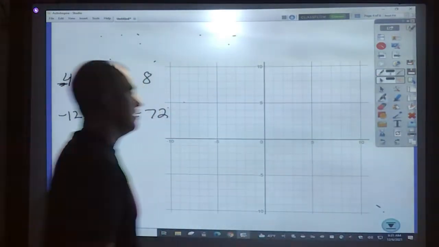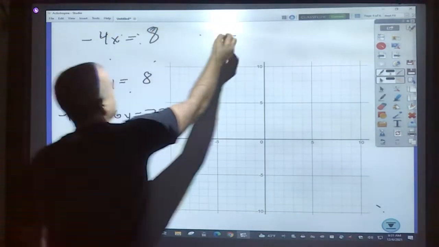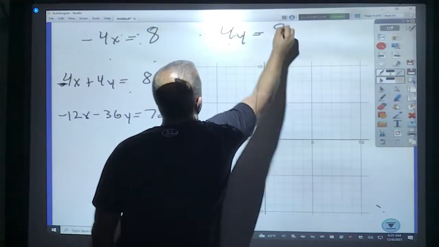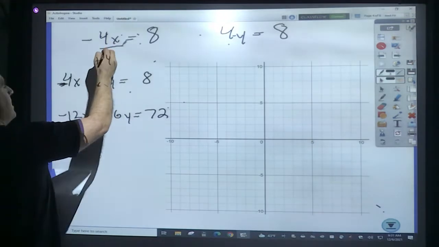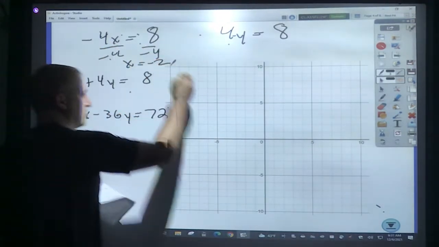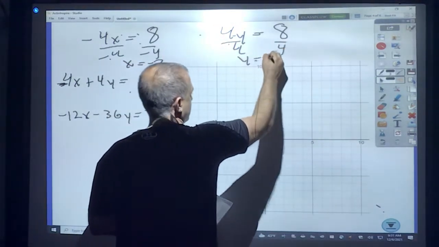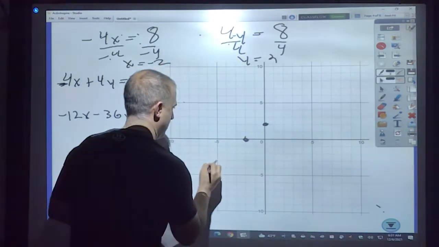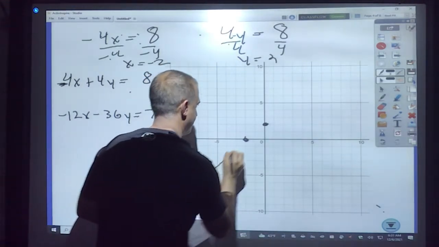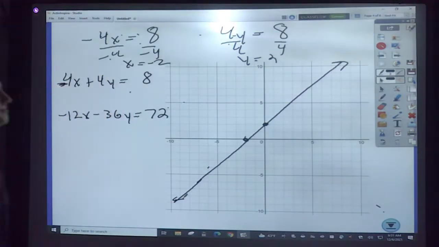All right. Okay, sorry. So what I want to do is negative 4x equaling 8, 4y equaling 8. Divide by negative 4. That's going to be x is negative 2. I want to divide by 4. It's going to be y equals 2. Sorry. I drew that wrong. Okay, try to do as straight a line as you possibly can.